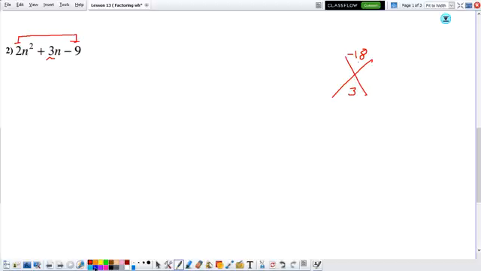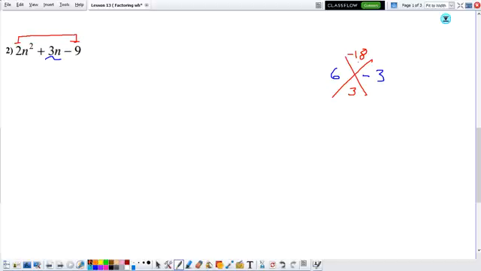Okay, so I'm going to look for two numbers that if I multiply them, it gets me negative 18, and if I add them up, it gets me positive 3. So those two numbers are 6 and negative 3. 6 times negative 3, it does give me negative 18. 6 plus negative 3, it does give me 3. Okay, which we can use these two numbers to rewrite the middle number.